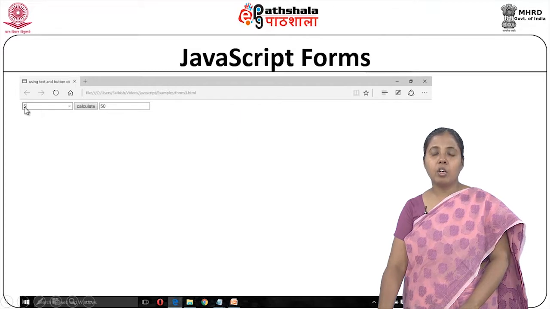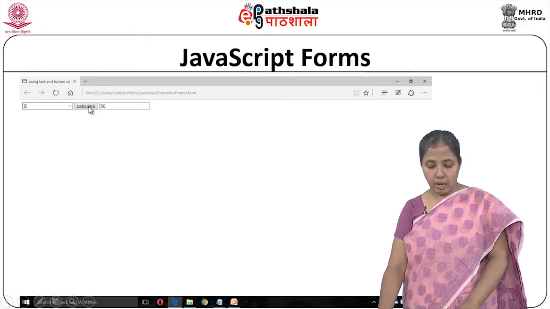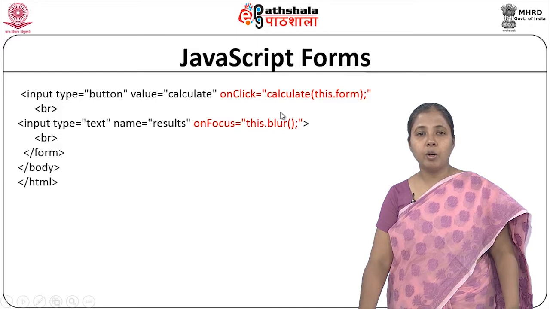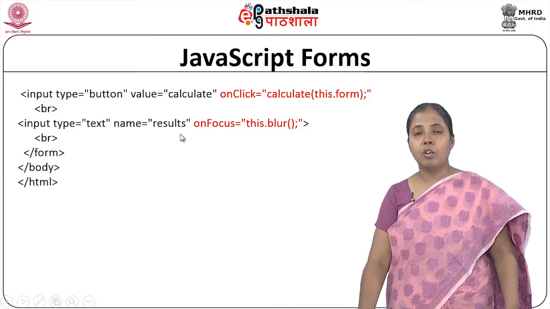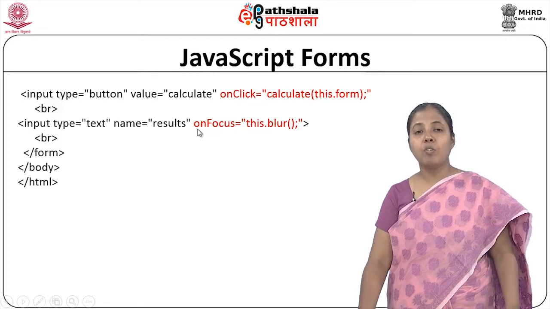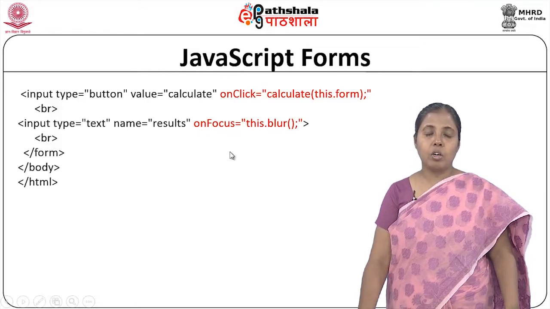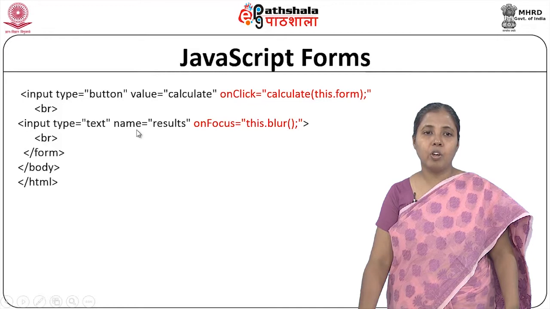The entry field allows the user to enter a value, and when he clicks the button, calculate, on click you call the function called calculate. And in the result field, the user is not allowed to enter any value. You can see here we use the event called onFocus. When the user tries to bring his mouse or his key pointer into the result text field, it calls a method called blur.